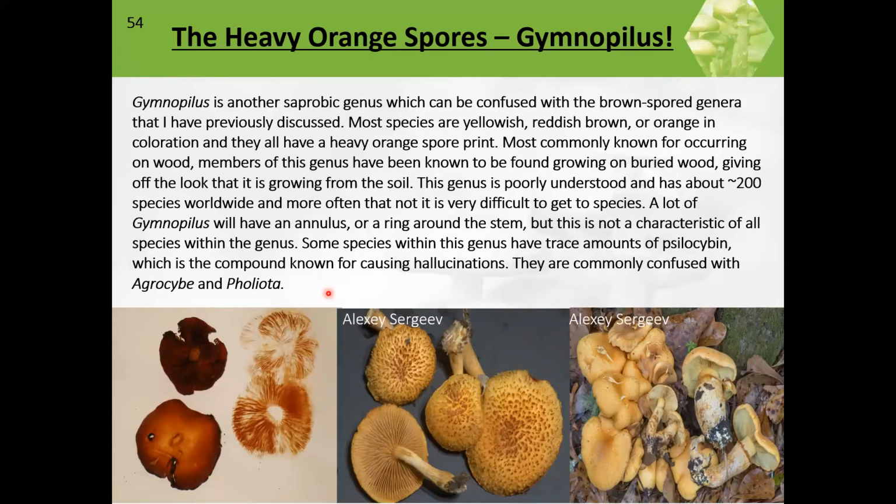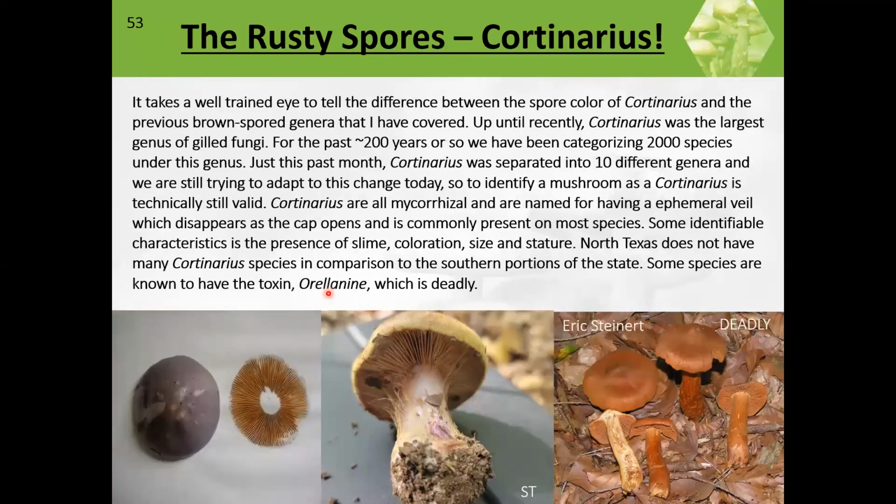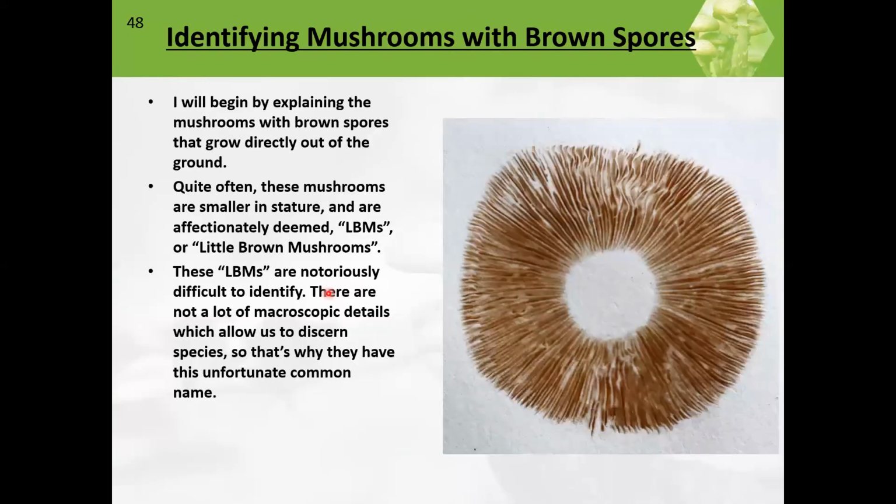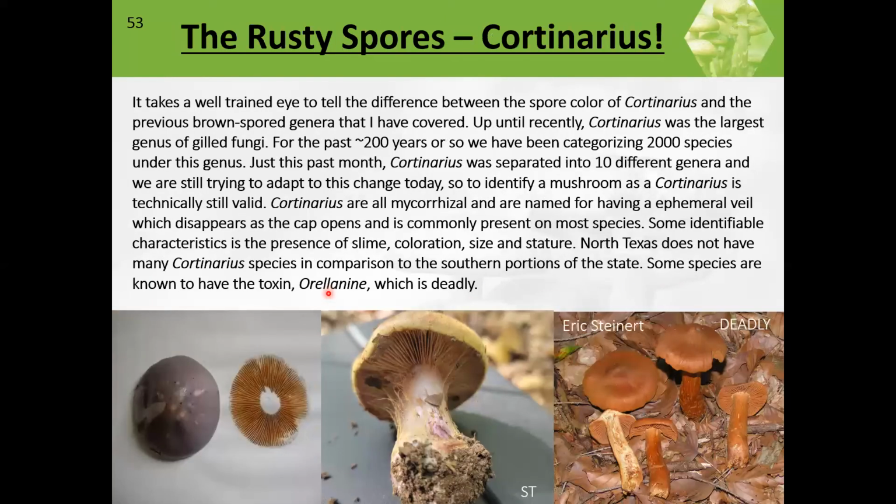Gymnopilus is another saprobic genus, which can be confused with the brown spore genera. So these previous ones are all brown spore. That's the brown spore coloration, right? And then moving into the rusty spores, can you zoom in on that spore print there?